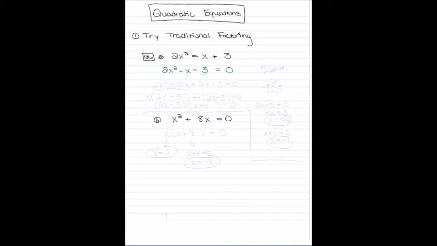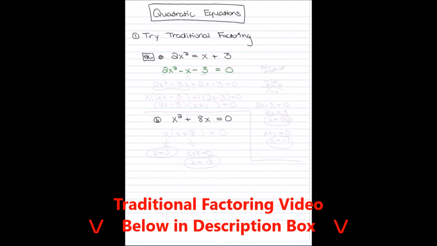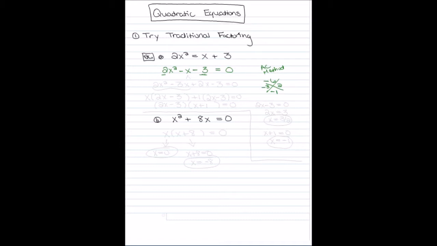Now, I'm going to see if I can just factor this the traditional way. It looks like I'm going to have to use the AC method. The AC method is where I take the first number times the last number, and I try to find a way to make 4 terms. The video is below in the description box if you need it, though. So I take 2 times negative 3, that's negative 6. I need numbers that multiply to get negative 6 and add to get negative 1. That's negative 3 and positive 2. So I rewrite the middle term using the negative 3 and the positive 2. That creates 4 terms. Then I can do factor by grouping.